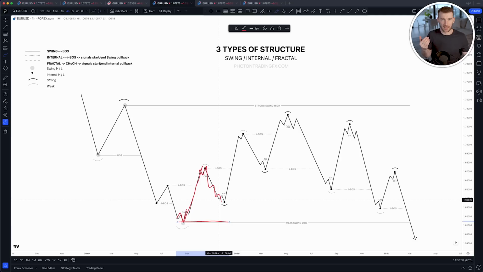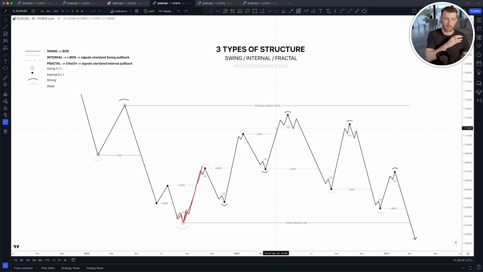So how can we signal that that internal pullback is finished? We look for that bullish change of character, right? The fractal structure changing trend signals the end of the internal pullback. And now we can target that weak high, right? It's the same process again and again and again. And that's the framework we follow, which we covered in depth in the previous lesson, okay?